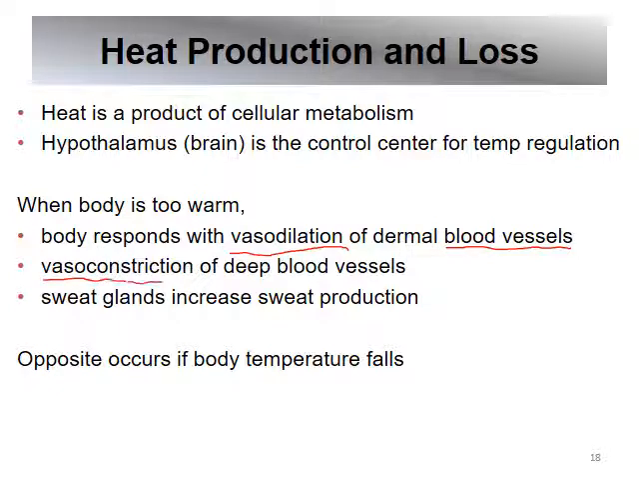The deeper blood vessels are instead going through vasoconstriction, meaning that they become even smaller, thinner to keep that inner core temperature kind of stable. So this is just to kind of balance it out. And also, of course, sweat glands then increase sweat production. The opposite would then occur if the body temperature falls.